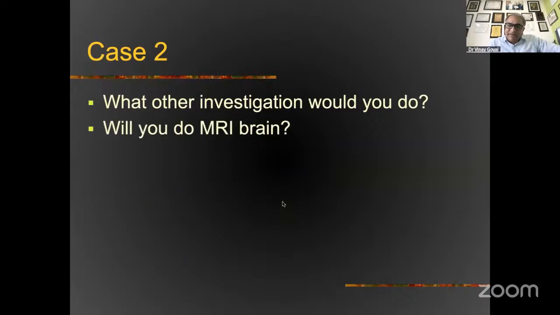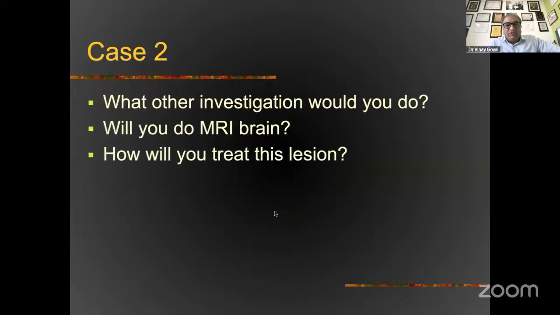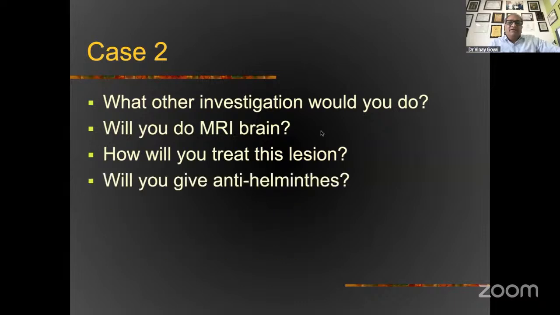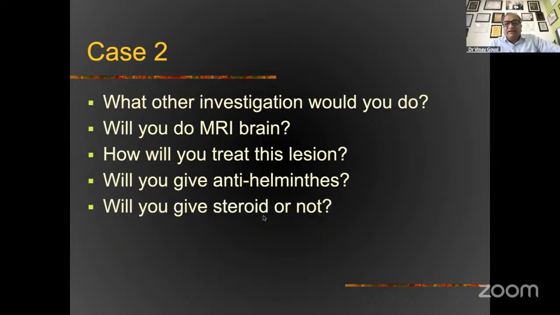Will you do MRI? I think we discussed this point. How will you treat this patient's lesion? If it is neurocysticercosis, will we give anthelminthic? I'm not able to interact with the audience, so I don't know how the audience is feeling about this. But let me tell you, if you see a single lesion, please do not give anthelminthic. Please do not give albendazole.